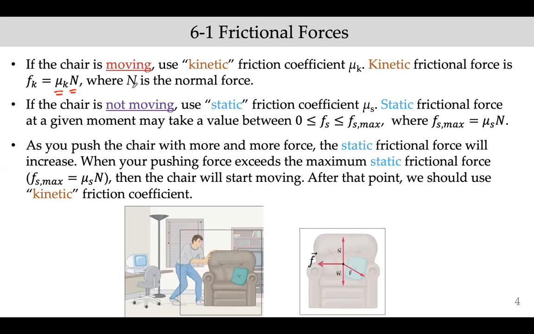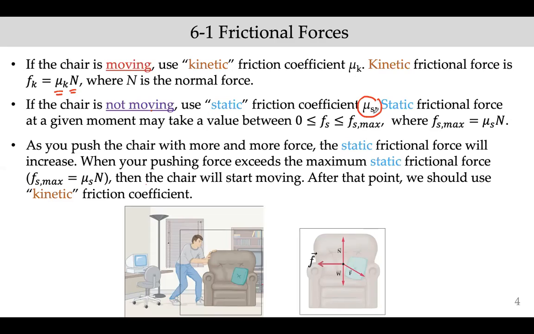Here, N is the normal force. It could be that the person is maybe pushing the chair with little force, and even though he is pushing, the chair is heavy, so it will not move. If that's the case, if the chair is not moving, then use the static friction coefficient, which is mu s.